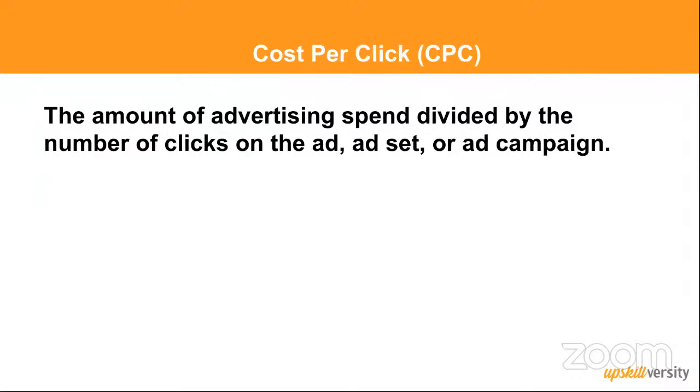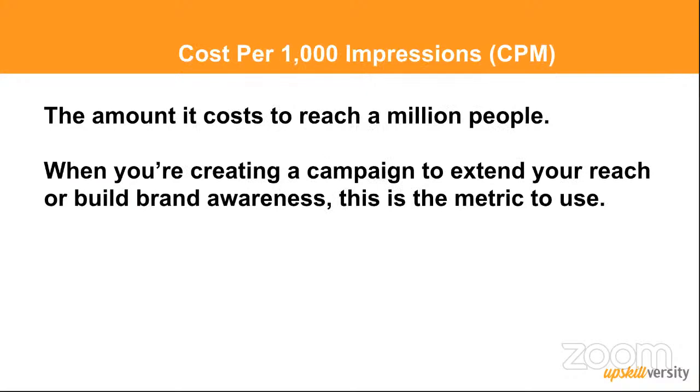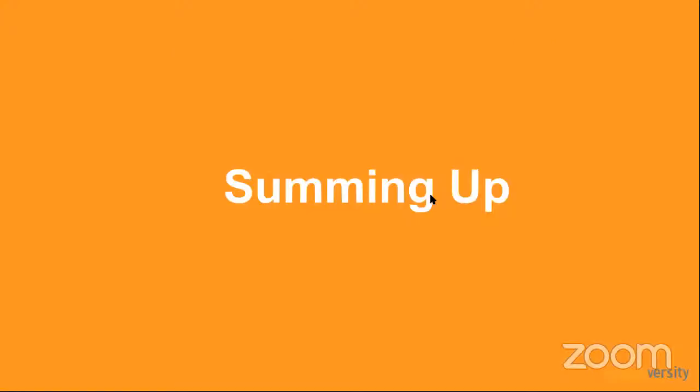Cost per click is the amount of ads spent divided by the number of clicks on the ad set, or the campaign. Now, cost per impression, ito yung amount it costs to reach 1 million people. Or actually 1,000 people yan. Cost per 1,000 impression. And multiply mo lang yan sa 1,000 to calculate the cost to reach 1 million people.